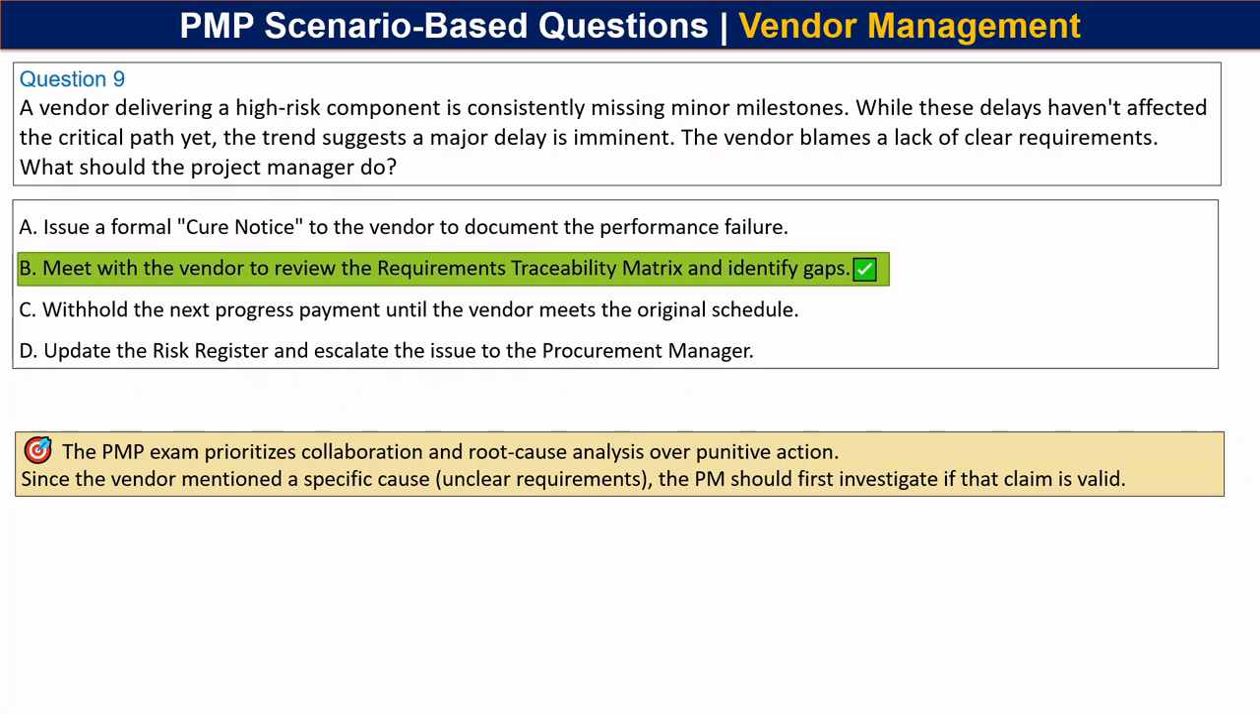The PMP exam prioritizes collaboration and root cause analysis over punitive action. Since the vendor mentioned a specific cause, unclear requirements, the project manager should first investigate if the claim is valid.